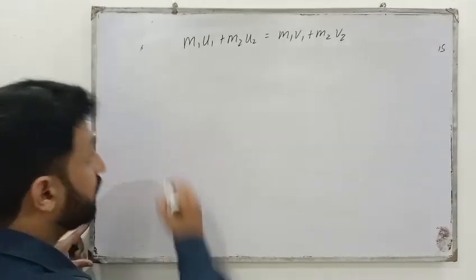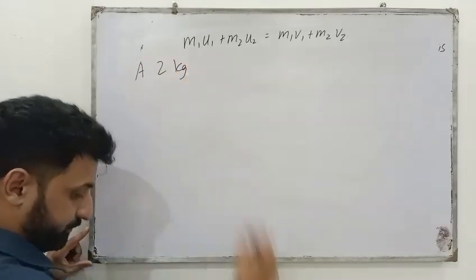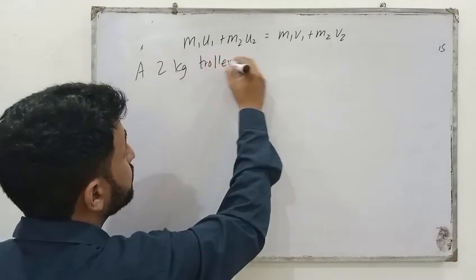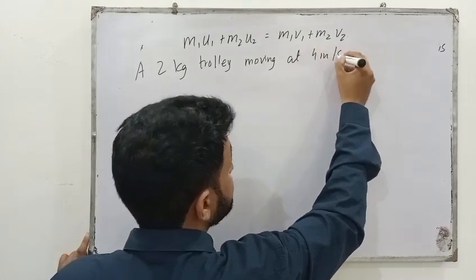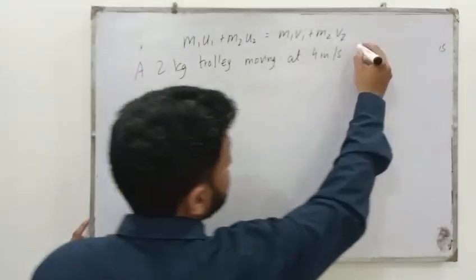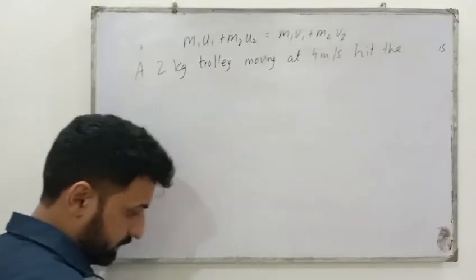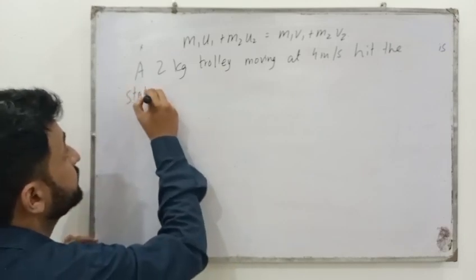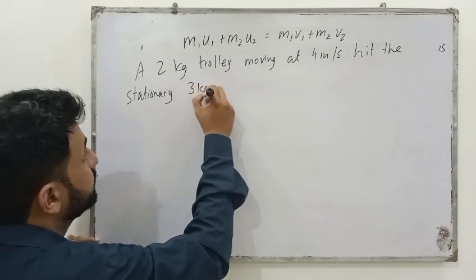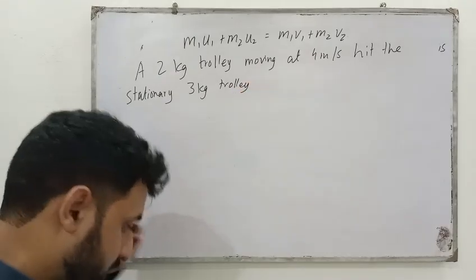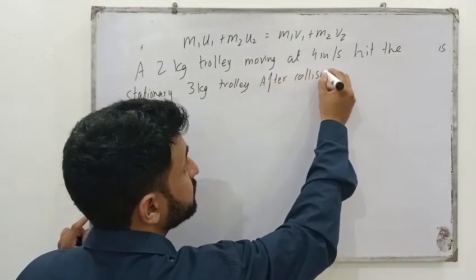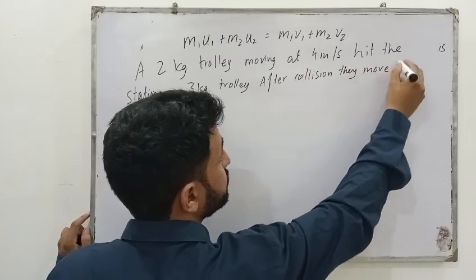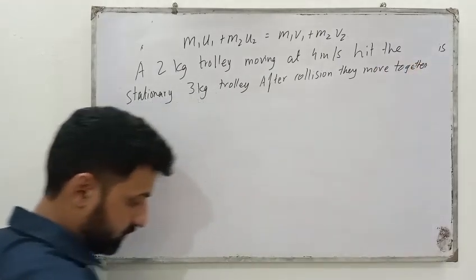So for example, a 2 kg trolley moving at 4 meter per second hits the stationary 3 kg trolley, and after collision they move together. So how are we going to solve it?